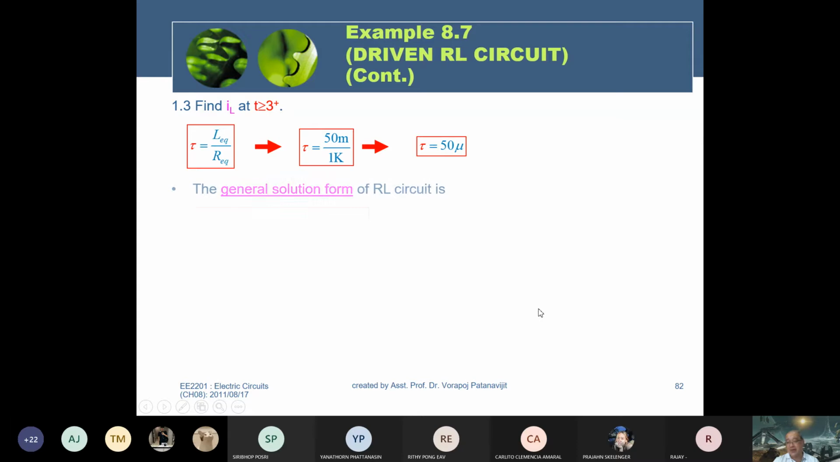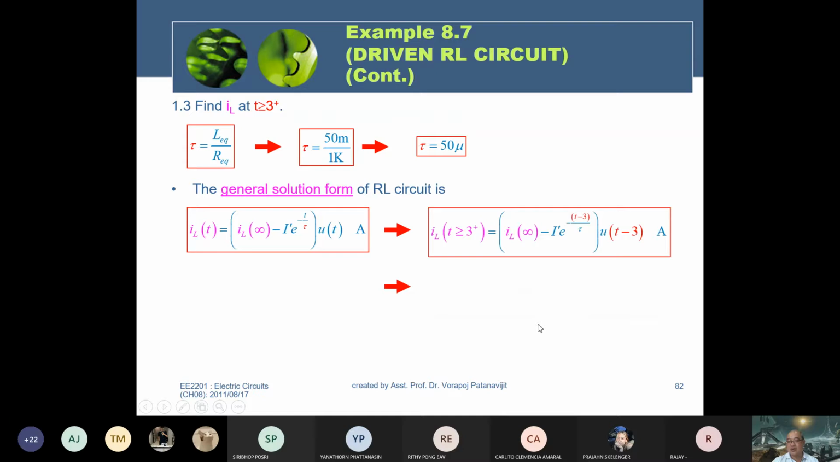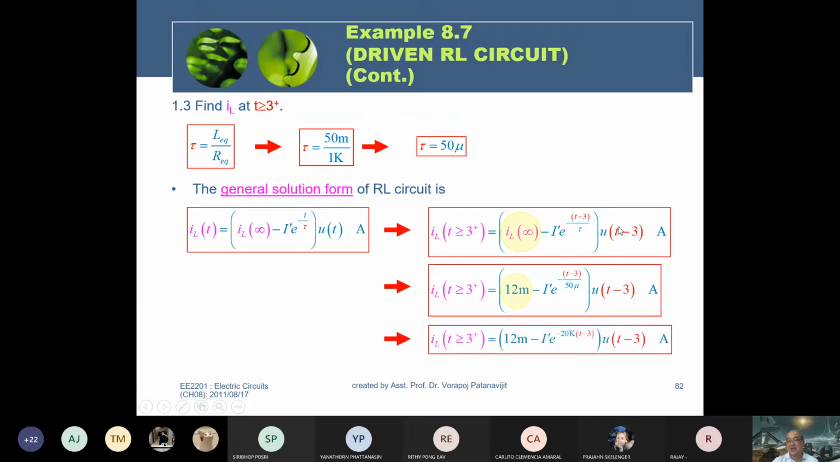You get 50 microseconds. The general solution of the inductor current is expressed in this form: IL equals IL infinity minus I hat e to the power of minus t divided by tau. IL infinity, from the previous step 1.2, equals 12 milliamps, and the time constant equals 50 microseconds. Every t you shift by 3 seconds. This is the general form, but it's not finished yet because you have an unknown parameter. I hat is still unknown, and you can determine I hat from step 1.1.